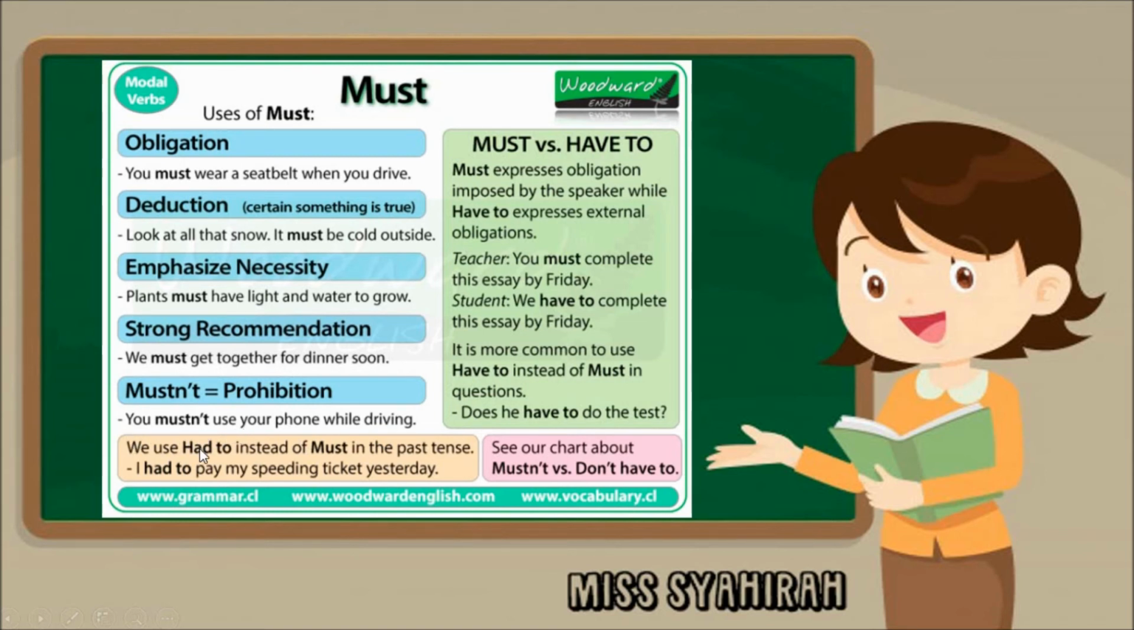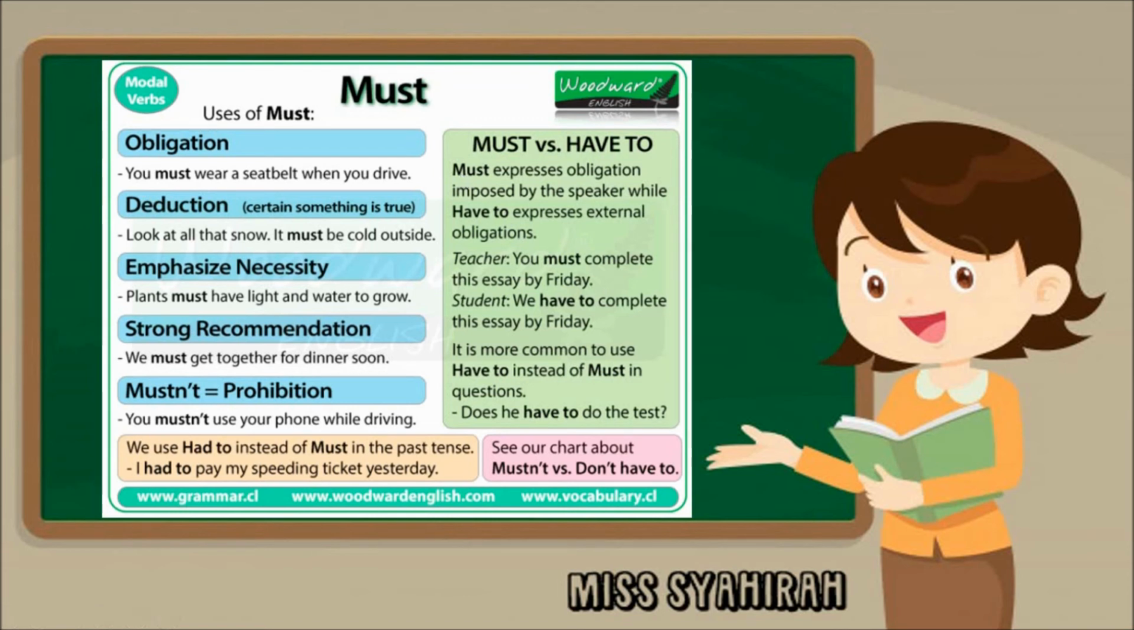So, we use had to instead of must in the past tense. So, kalau nak tulis dalam past tense, perkara yang dah lepas, you use I had to. You don't say I must. Okay, you say I had to pay my speeding ticket yesterday. So, yesterday kan past tense. So, use had to. So, for must versus have to, must express obligation imposed by the speaker while have to express external obligations.